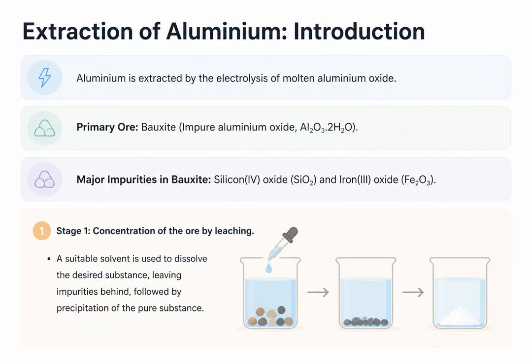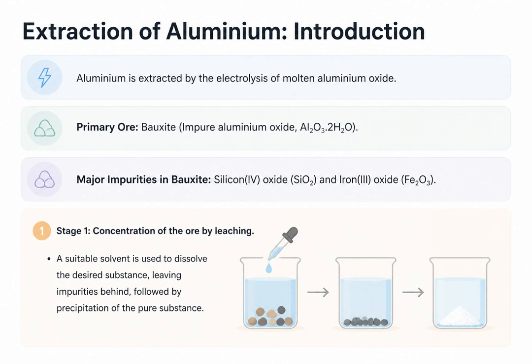Having thoroughly explored the properties and reactions of period 3 compounds, we can apply this knowledge to industrial processes, specifically the extraction of aluminum. Aluminum is far too reactive to be extracted using carbon reduction, so it is obtained via the electrolysis of molten aluminum oxide. This oxide is sourced from an ore called bauxite, which is essentially hydrated aluminum oxide mixed with significant impurities like silicon dioxide and iron(III) oxide.